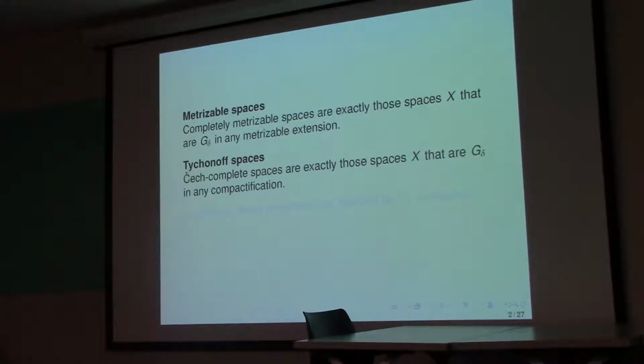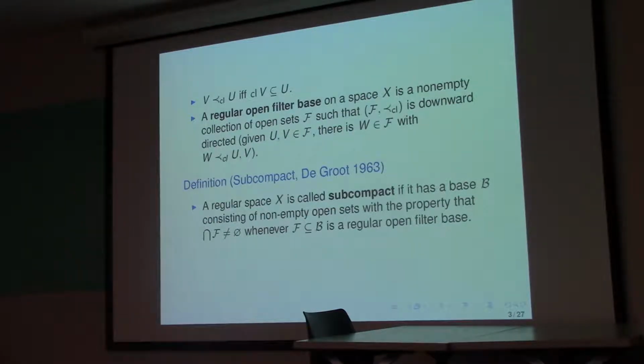So G delta is sort of essential in these notions of completeness, and it's immediate that these properties would then be hereditary to G delta subspaces. And if we discuss some other general topological completeness properties, it's natural then to ask if G delta subspaces enjoy that property as well. Okay, so I'll introduce another generalized completeness property. First, a bit of notation.